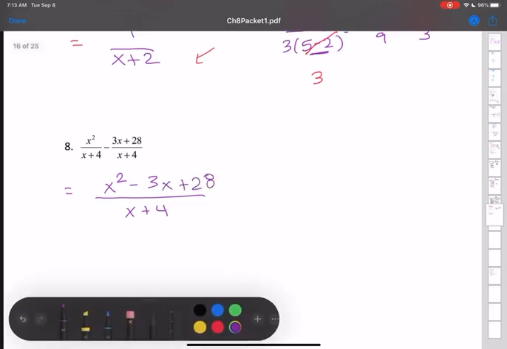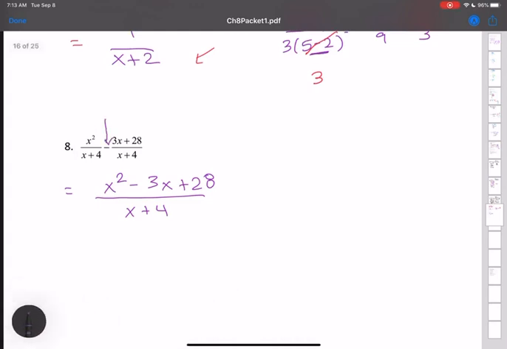But this minus here, this guy, is saying that we want to subtract the entire 3x and 28. So you have to subtract the entire thing. So to show me subtracting the entire thing, we're going to put that in parentheses, okay? So it's just minus that entire numerator. Okay, so from here, go and try it. You're going to distribute this negative, combine like terms, factor, and simplify. Go ahead and give it a try.